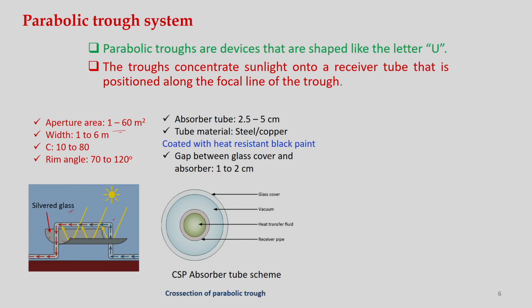Normally the gap between the glass cover and the absorber plate varies from 1 to 2 centimeter. As you can see, this is the absorber plate or absorber tube and this is the glass cover, it has got thickness. In between is vacuum to reduce the heat losses, right. So, heat transfer fluid flows through this tube and this is the inner diameter of the tube, this is the outer diameter of the tube and this is for the glass cover. Sometimes glass covers are not used, but in order to increase the efficiency this kind of glass cover is very essential.